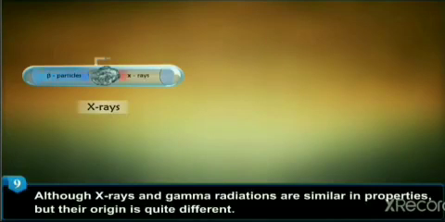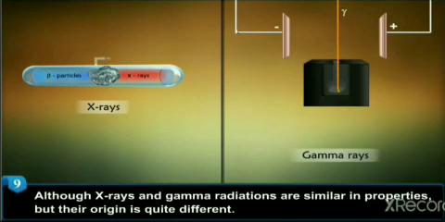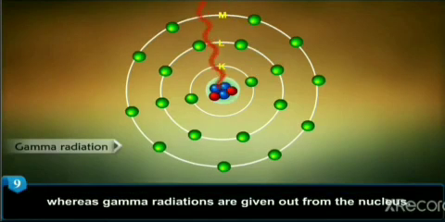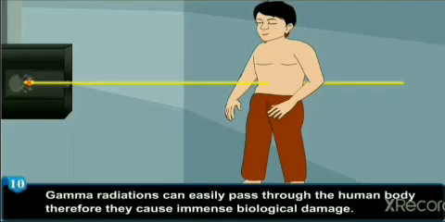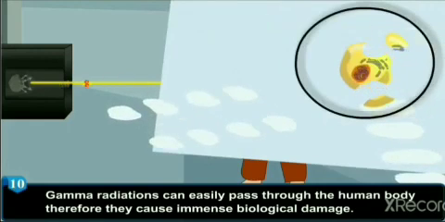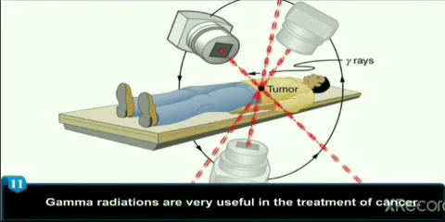9. Although X-rays and gamma radiations are similar in properties, their origin is quite different. X-rays are emitted when there is transition of electrons in the inner orbits of an atom, whereas gamma radiations are given out from the nucleus. 10. Gamma radiations can easily pass through the human body, therefore they cause immense biological damage. 11. Gamma radiations are very useful in the treatment of cancer.